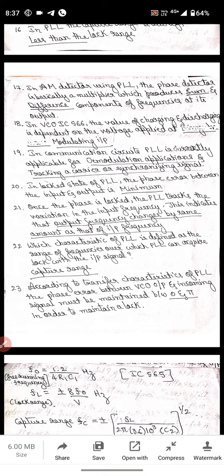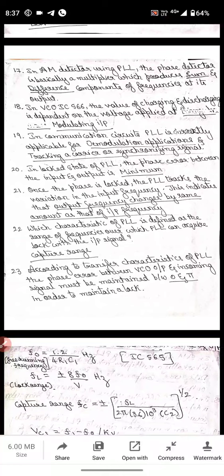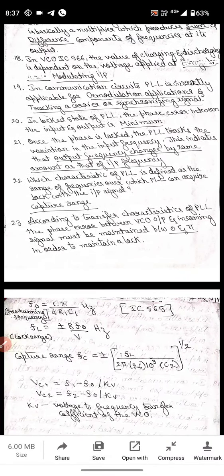Which characteristic of PLL is defined as the range of frequencies over which the PLL can acquire lock with the input signal? That is the capture range. According to the transfer characteristics of PLL, the phase error between the VCO output and the incoming signal must be between 0 and pi in order to maintain a lock.